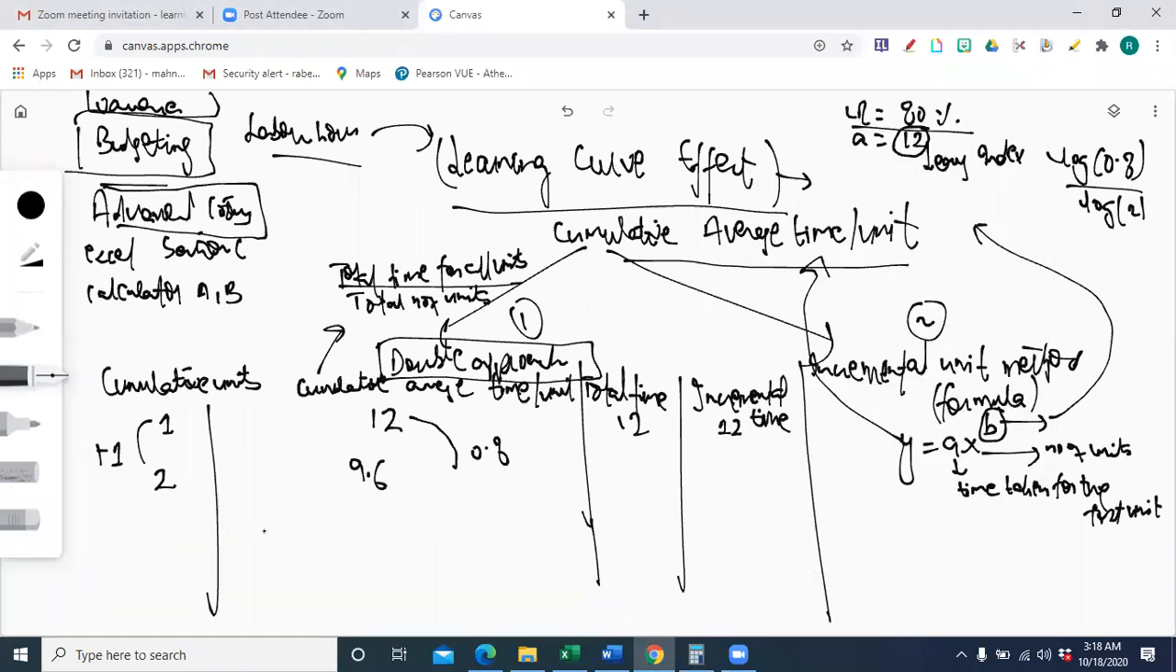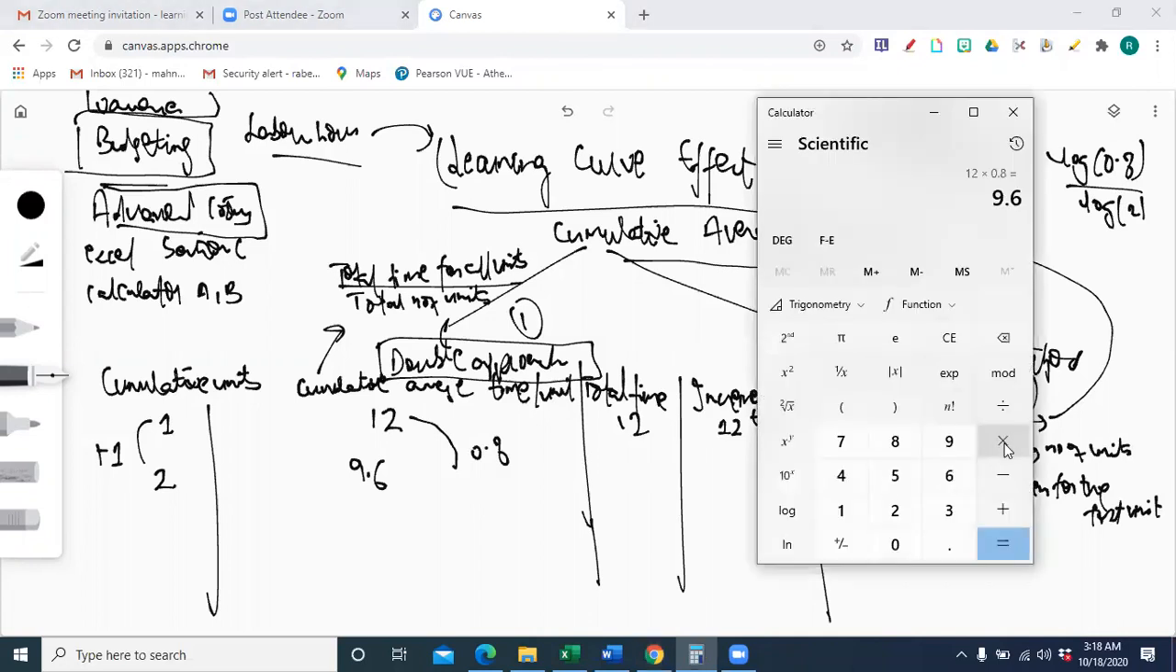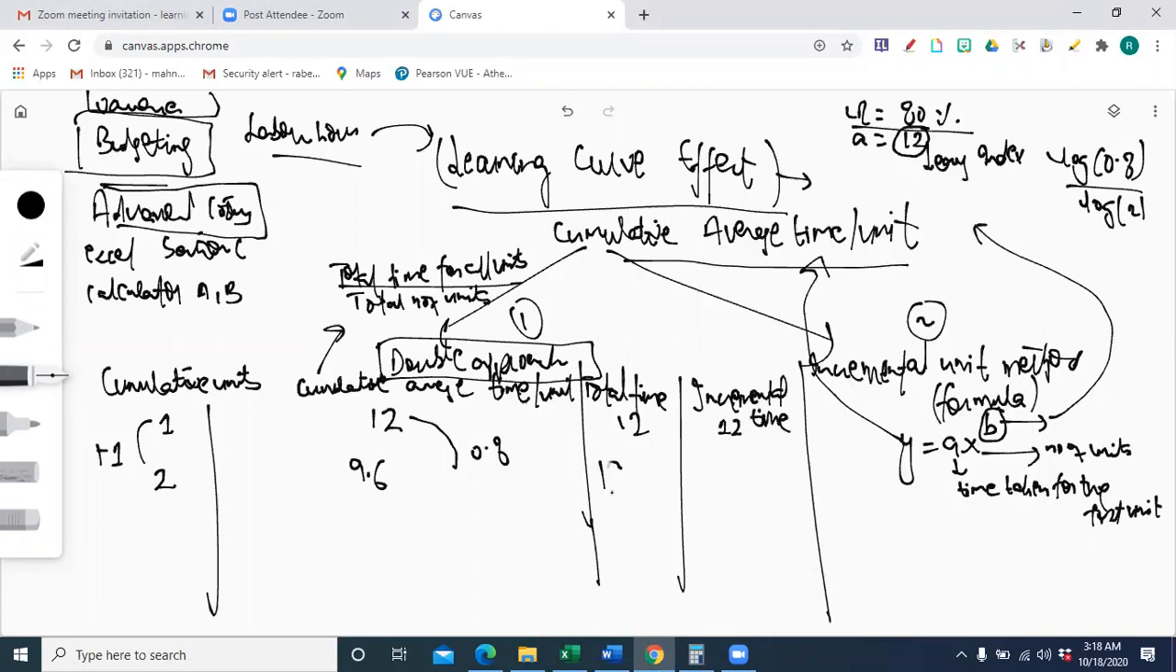Okay, when you produce two units together, right? And what would be the total time for 2 units? 9.6 is time per unit into 2. I would get the total time, which is 19.2. Okay. So this is the time taken for 2 units. This is time taken for the first unit. And now from here, if I want to calculate the time taken for the second unit, can I do that? So this is the time taken for the first unit, right? And here I want to calculate the incremental time for the second unit.